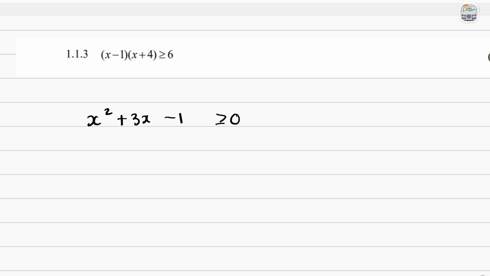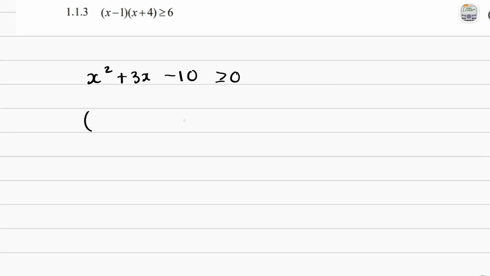So they become minus 10. Okay, so open up 2 brackets. Remember, it's still greater than or equal to 0. X times x gives us x squared. And then we need factors of 10 that can give us 3. Okay, remember that 10 is negative here. So you can try factors like 5 and 2, because 5 and 2 can give you 3.